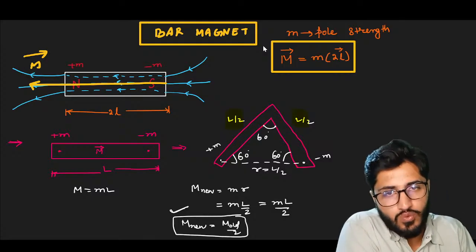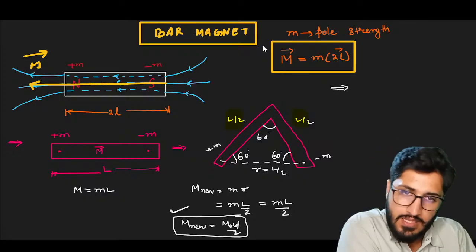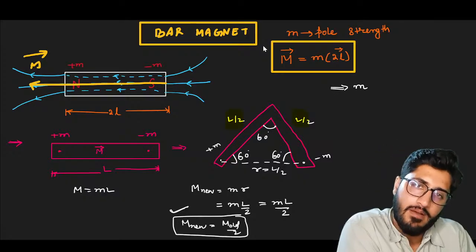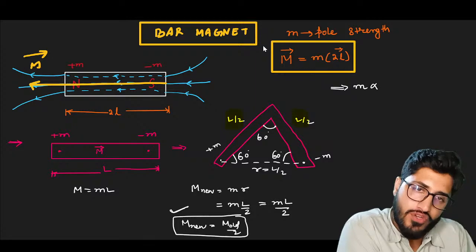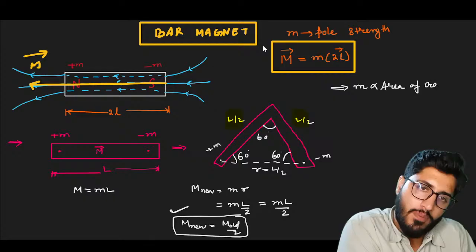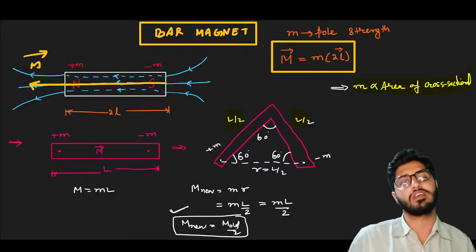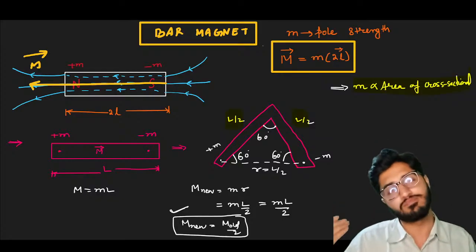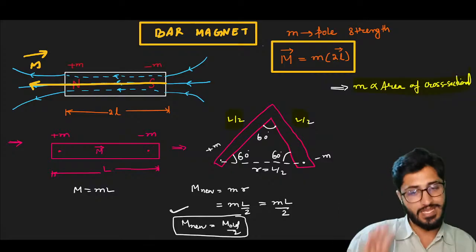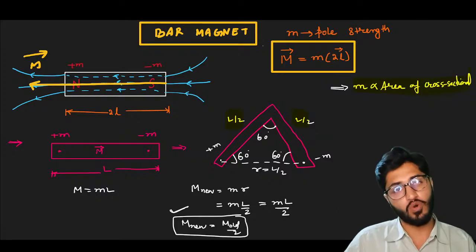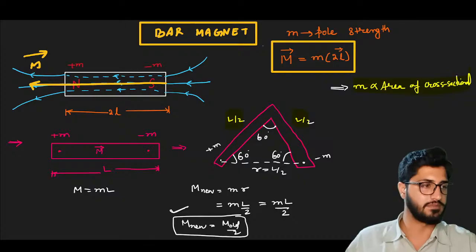And one more thing that you need to know now, that the pole strength M is proportional to the area of cross section. You need to remember this point. What, sir? My pole strength depends on the area of cross section. If my cross section is more, the magnetic pole strength is more. If my area is low, my pole strength will be less. Done?